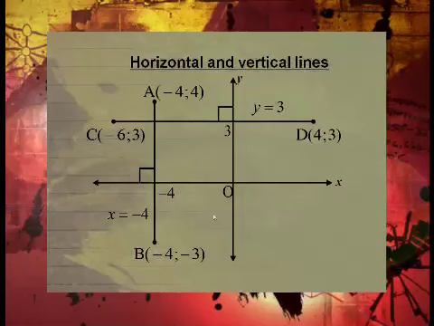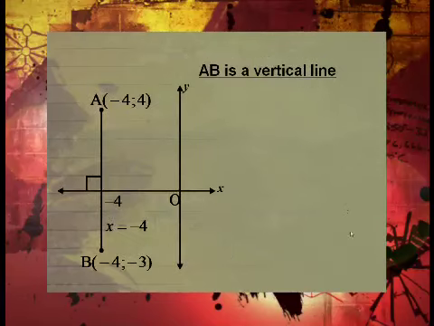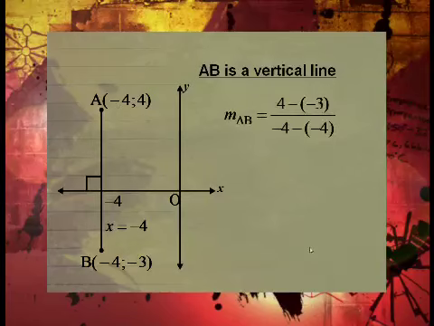Let's look at horizontal and vertical lines. Okay, grade 11s, you must be listening. Remember, we've got the line y equals 3 as a horizontal line, and the vertical line goes through. Notice the x's are the same here, and for this one, CD, the y's are the same. Now if you look at a vertical line AB, let's work out the gradient of AB.